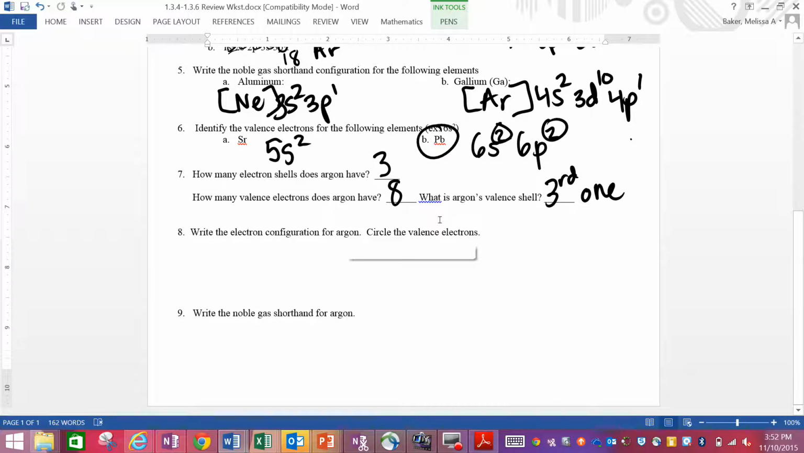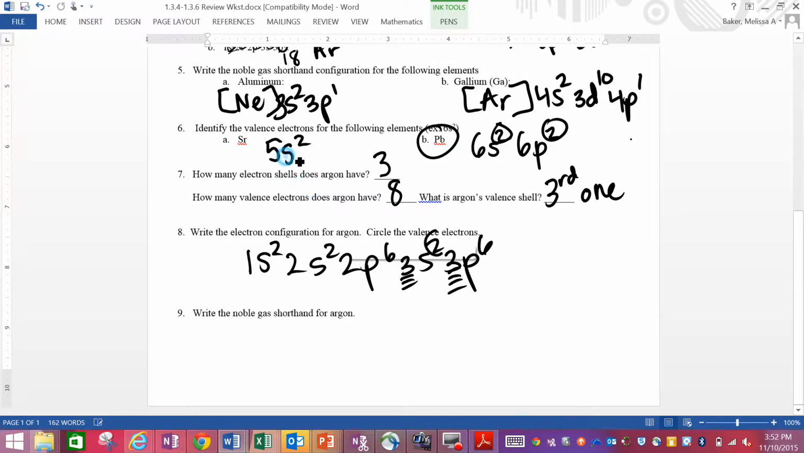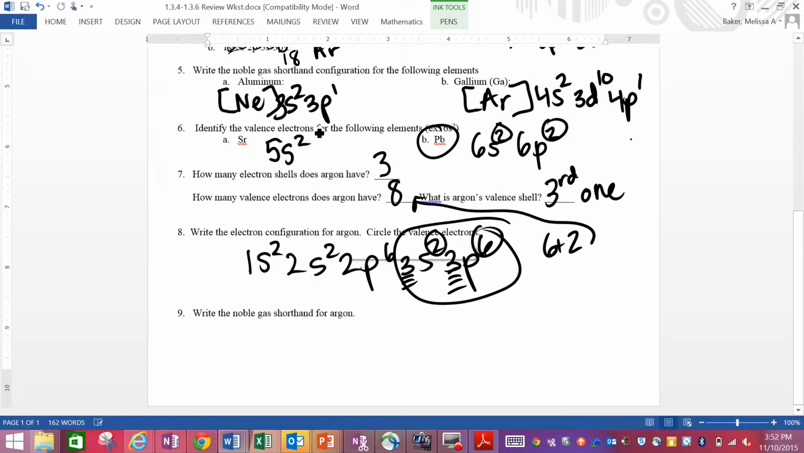Sorry. Number 8, write the electron configuration for argon. This is easier compared to what we've been doing. So 1s2, 2s2, 2p6, 3s2, 3p6, and which are the outermost electrons? Well, look for the biggest number out front. These are the outermost electrons. So those are the valence electrons. And what's 6 plus 2? Well, it's 8, just like we said it was going to be. Finally, the shorthand for argon, you can just cheat. Just put argon in brackets.